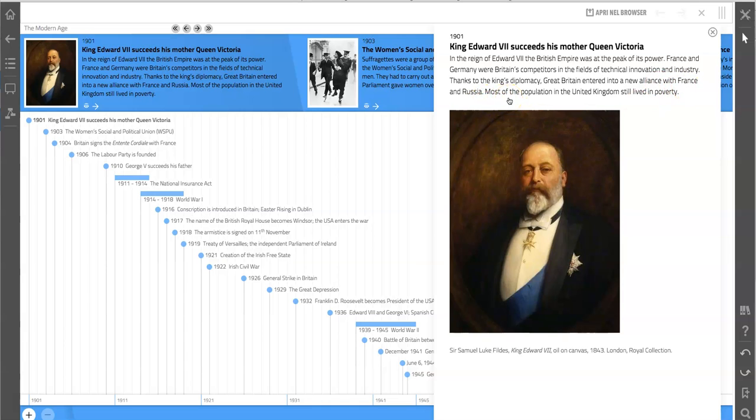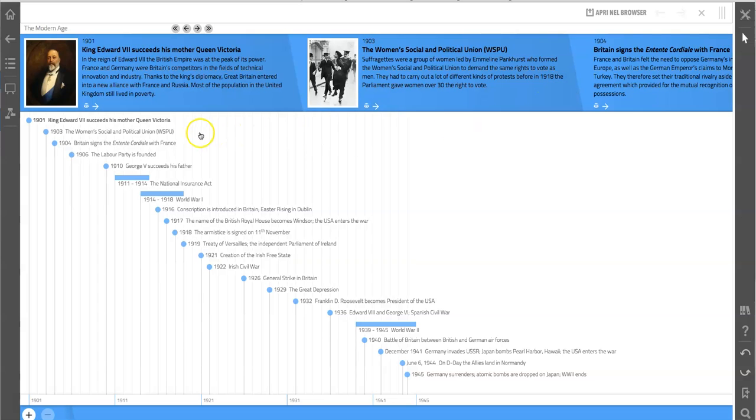Most of the population of the United Kingdom still lived in poverty. Unfortunately, there was the social problem of the poverty of the lower classes.